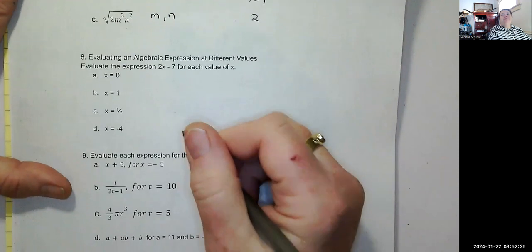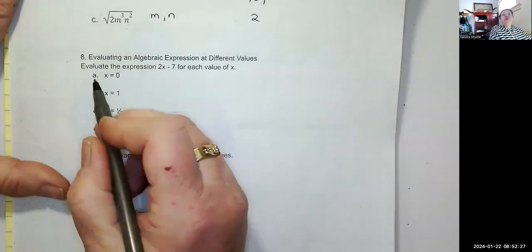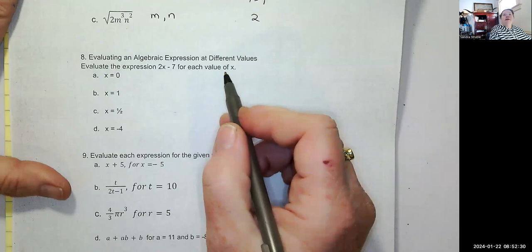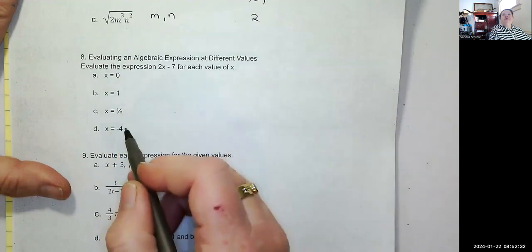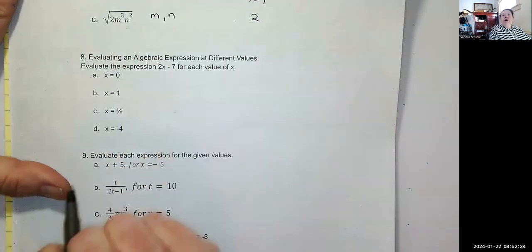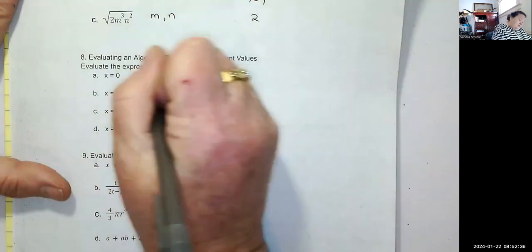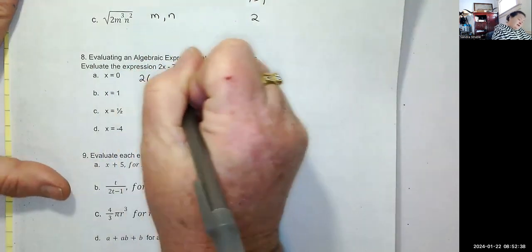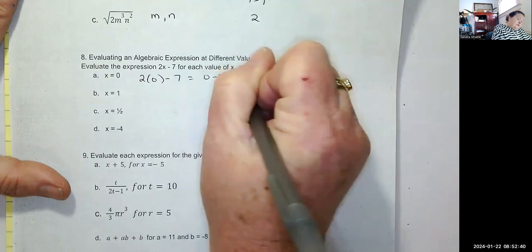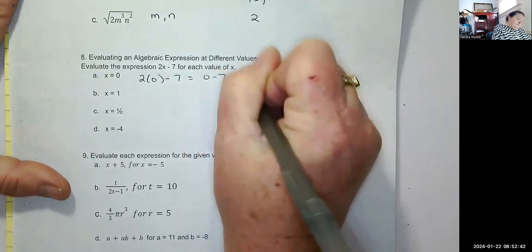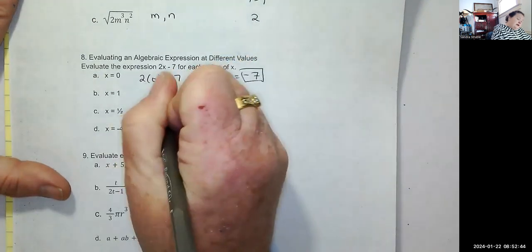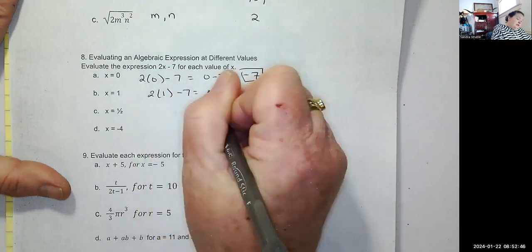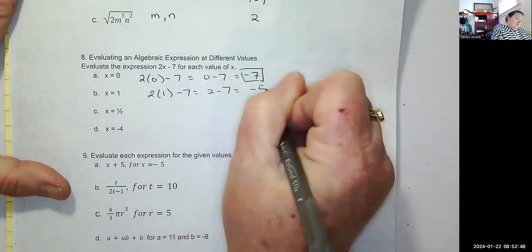All right. Evaluating an algebraic expression at different values. So evaluate this expression for each value of x. We're just going to plug in each of these numbers into the x and solve the expression. So the first one is 0. 2 times 0 minus 7 is 0 minus 7, which is negative 7. The next one is 2 times 1 minus 7, which is 2 minus 7, negative 5.